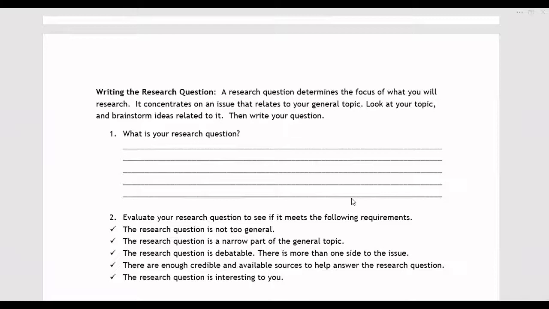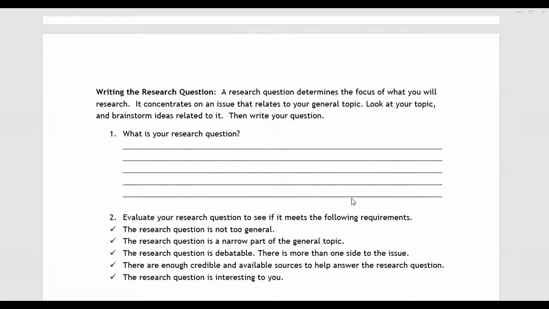So for writing your research question, this research question is going to determine the focus of everything you look up and everything you research for your paper. So what I want you to do is look at a general topic and brainstorm ideas related to it. And then I want you to think of interesting questions, things that you would want to look into in greater depth. So number one, what is your research question? A good example of a research question would be, should marijuana be legalized in the United States?